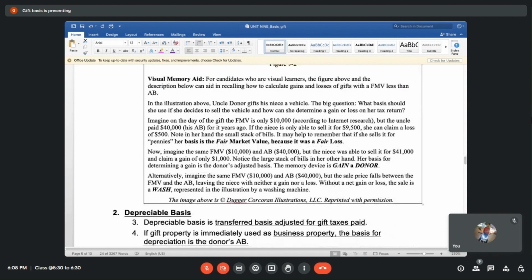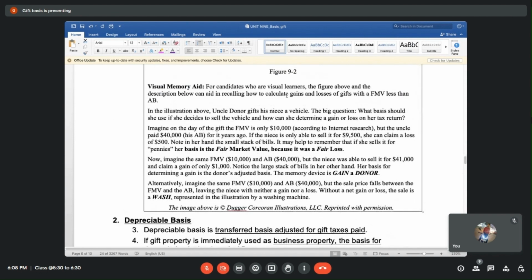Okay, so let's go over this. Some uncle gives his niece a vehicle. What basis should she use if she decides to sell the vehicle, and how can she determine a gain or loss on a tax return? So imagine on the date of the gift, the fair market value is $10,000. They did some internet research and whatever they found out, it could be reasonably concluded that fair market value is 10,000. But the uncle paid 40,000.